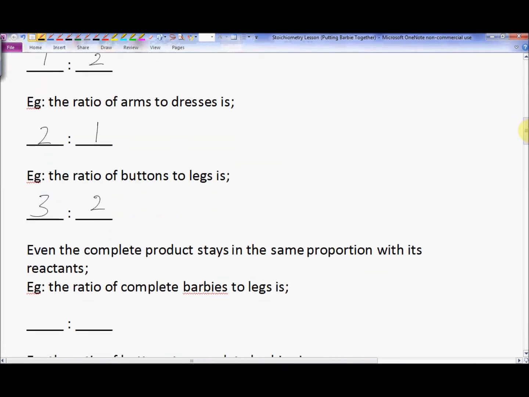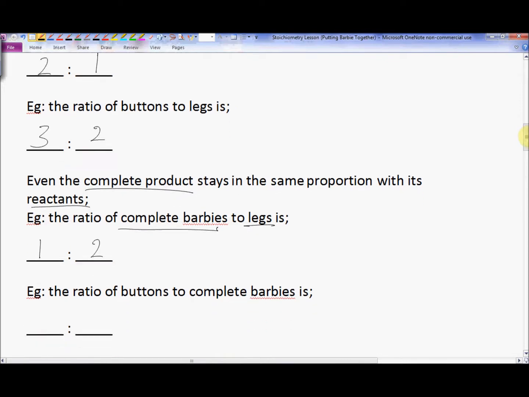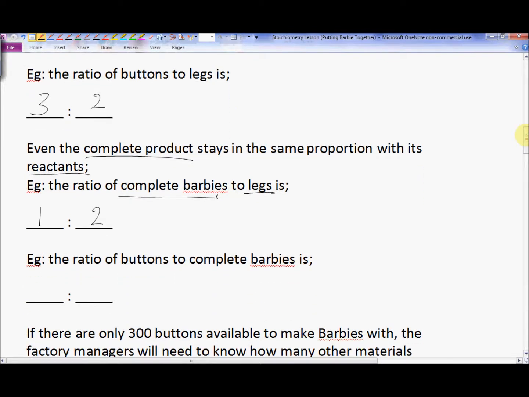So even when we discuss the complete product, it stays in the same proportion with its components. The components that make up the product stay in the same ratio. So the ratio of complete Barbies to legs would be, well, 1 complete Barbie is made up with 2 legs. Okay, and that ratio will always be the same. The ratio of buttons to complete Barbies is 3 buttons for every 1 Barbie. Okay, so we've always got to be aware of these ratios.